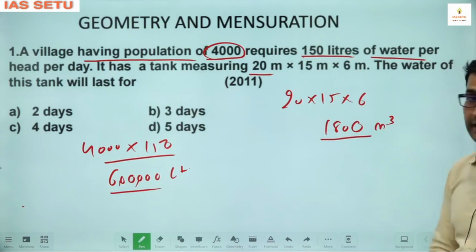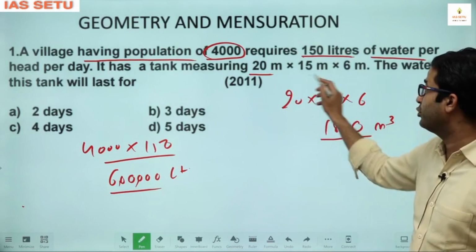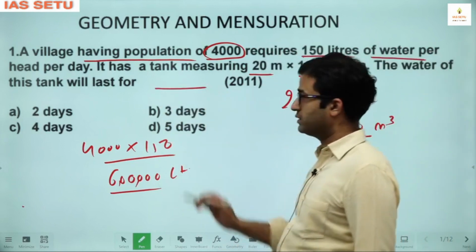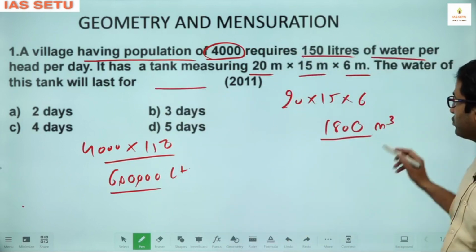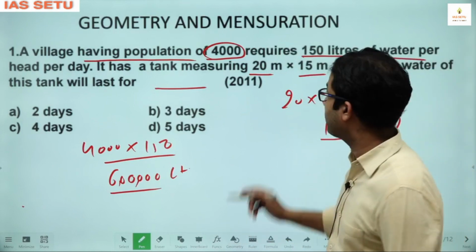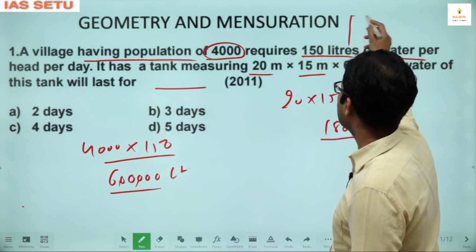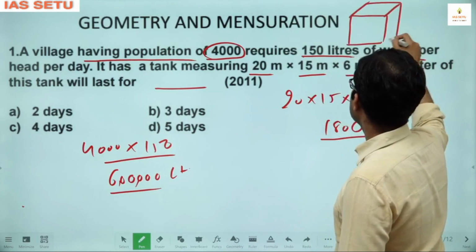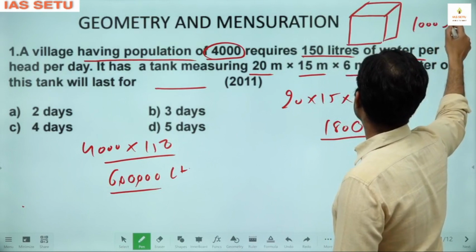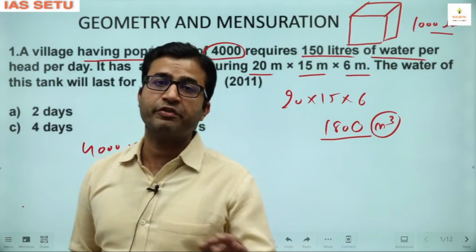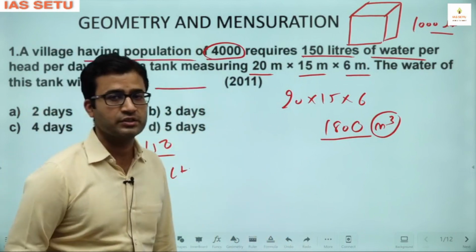Step number 2. That is the volume of the tank. The water of this tank will last for how many days? Only the thing is, you have to use the density of water. In a tank of 1 meter height, 1 meter length, 1 meter breadth, we actually have 1000 liters of water. So a 1 meter cube tank has 1000 liters of water. That is the density of water.